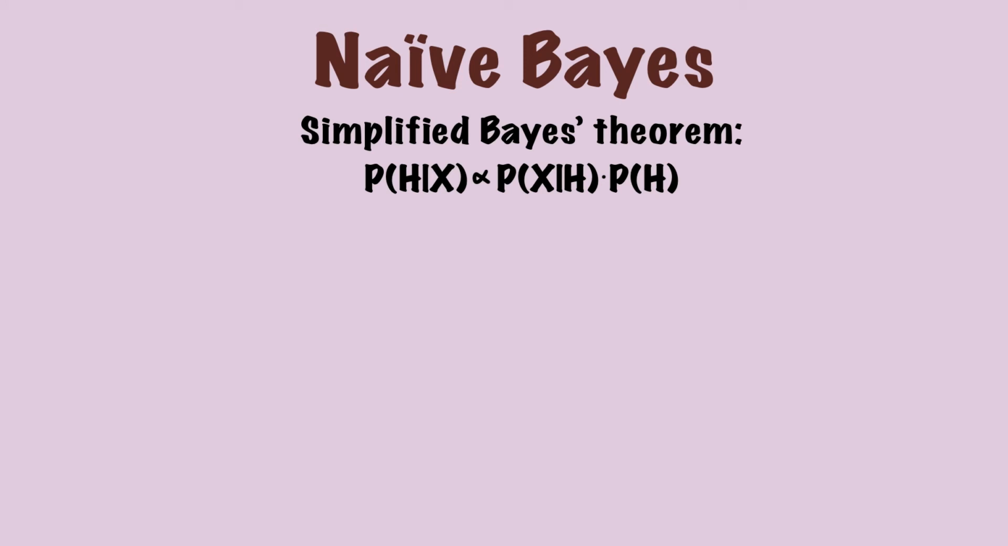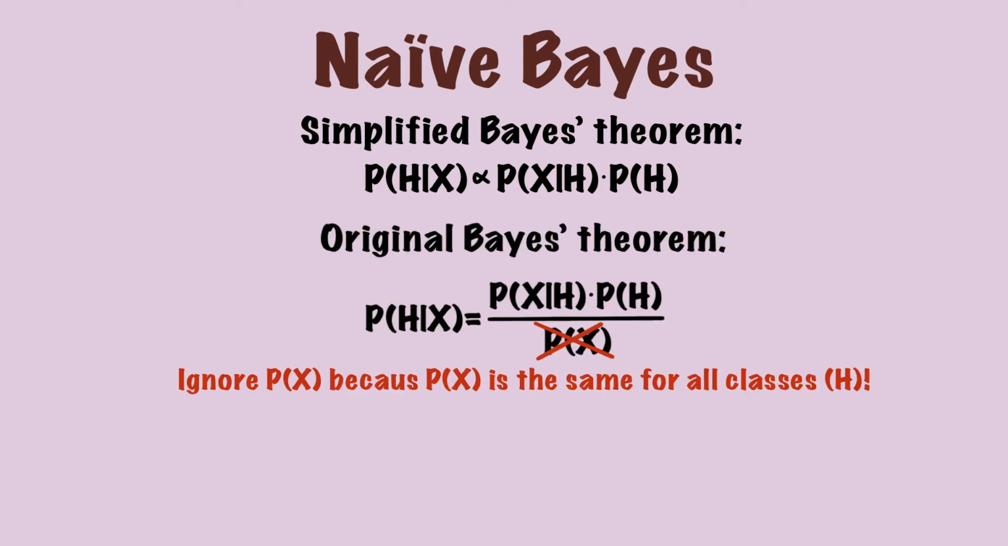As we said before, naive Bayes is based on Bayes' theorem, but it actually uses a simplified version of Bayes' theorem. In naive Bayes, the probability of H conditioned on X is in proportion to the probability of X conditioned on H times the probability of H. In the original Bayes' theorem, there is a probability of X in the denominator, but in naive Bayes, we ignore P(X), since it's the same for all classes or hypotheses.